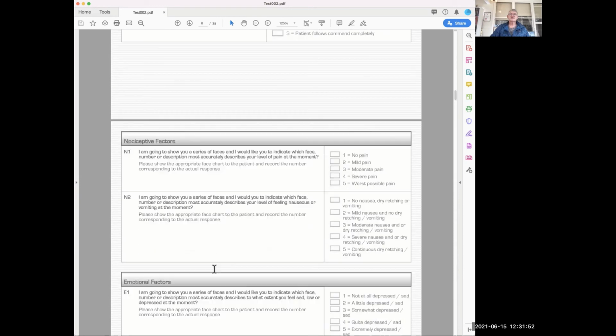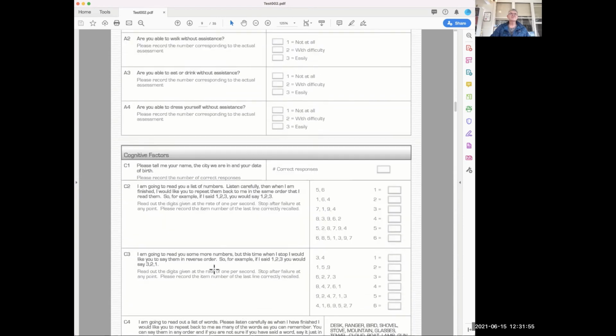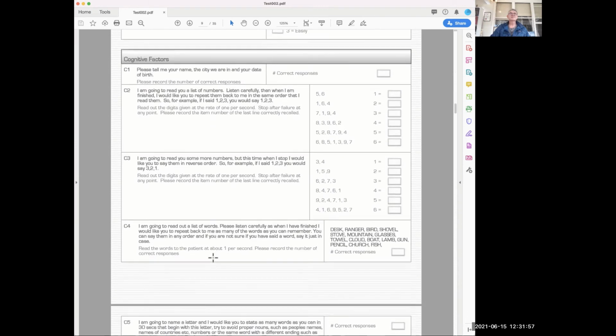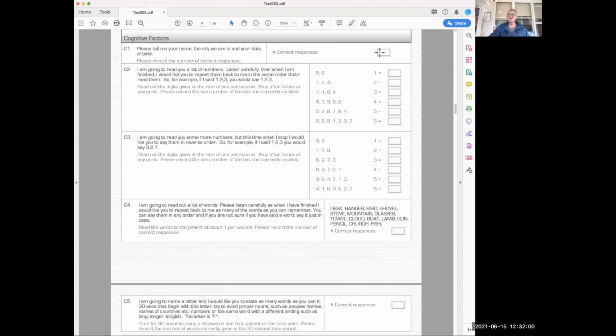I'm just going to run through now for each of the questions. So for C1, the maximum score is 3. That is if they got the correct name, the city, and their date of birth. They can also score 0 if they haven't got any of them correct. For C2, it's the number of lines that they get correct. So, for example, if they correctly said the 7194 line, but made a mistake in the next line, you would score this as a 3. And the same rule applies for numbers back.